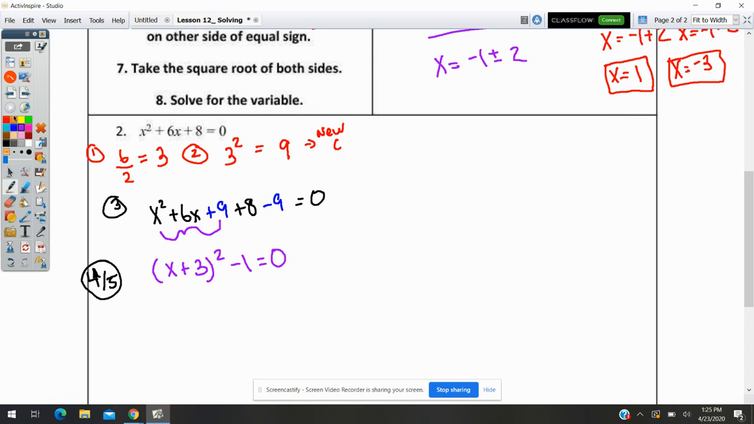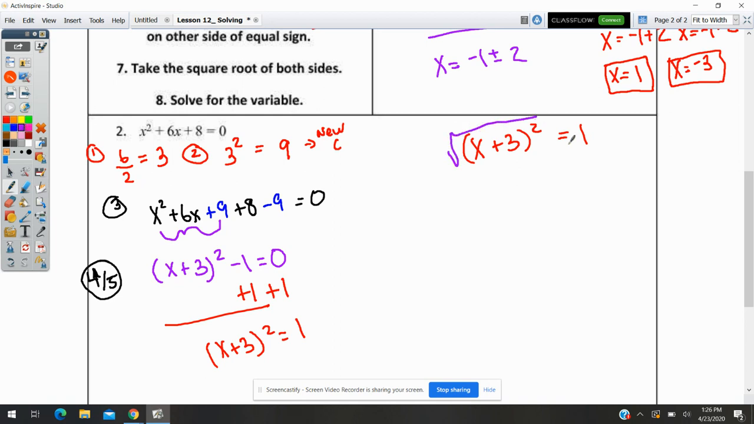The next thing you're going to do, step 6, is add that constant over. The constant here is negative 1. It's the number by itself, right? So we're going to add 1 to both sides. So we got x plus 3 squared equals 1. I'm going to rewrite that here. Again, to get rid of the exponent, we have to take the square root of both sides. So we're left with x plus 3 equals 2.